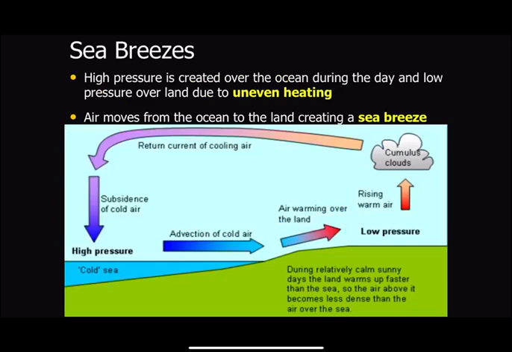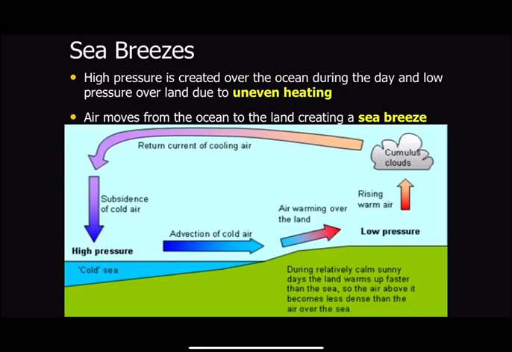High pressure is created over the ocean during the day, and low pressure over the land due to uneven heating. Okay, so notice the cold air sinking down over the sea. Because the cold air is sinking and falling down, it's putting a lot of pressure on that sea. And because the land is heated by the sun, the air rises. Well, the cold air then moves in to replace that warm air that is rising over the land, which is where you get that sea breeze from.